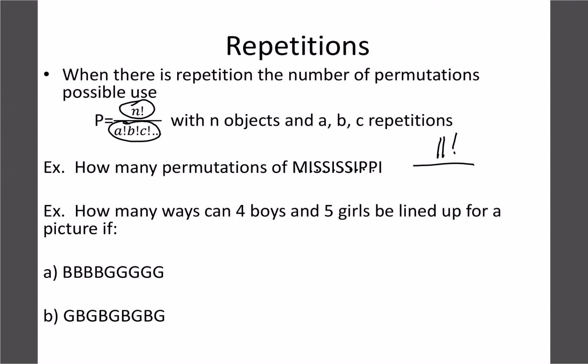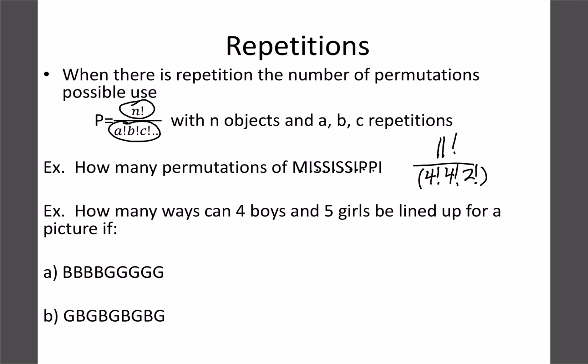And then on the bottom we got 1, 2, 3, 4 I's. We got 4 S's. And we also have 2 P's. So we'd have to divide by 4, 4, and 2. If you're going to do these on your calculator, make sure you put those in brackets, otherwise it won't do the division properly when you type it in.